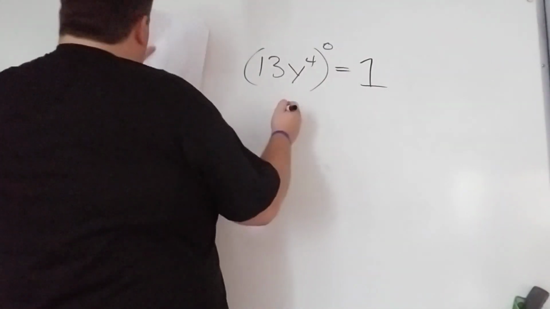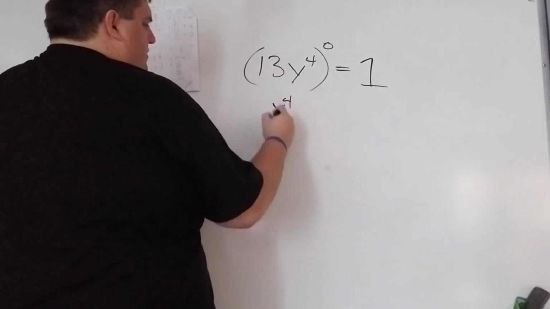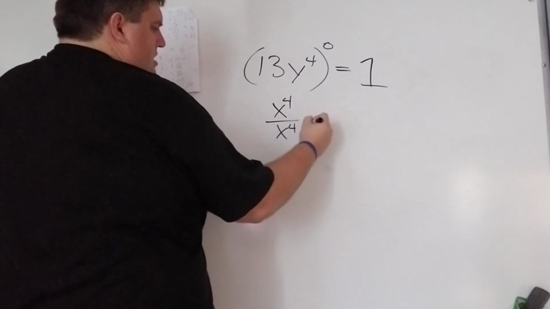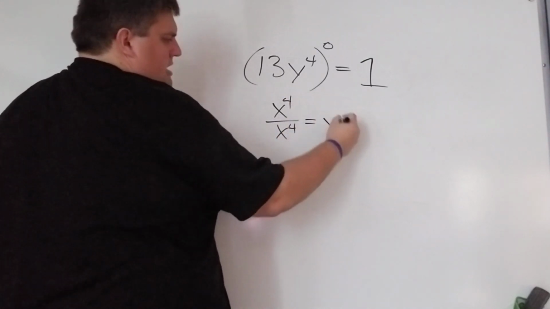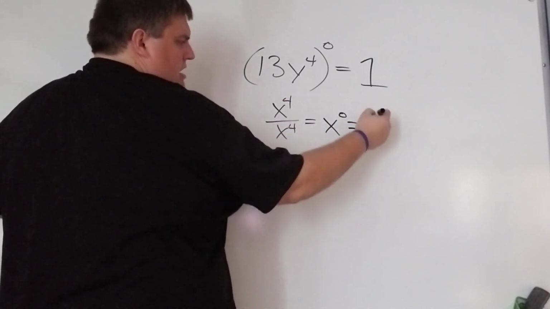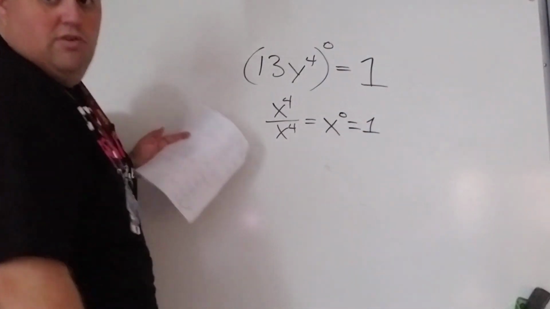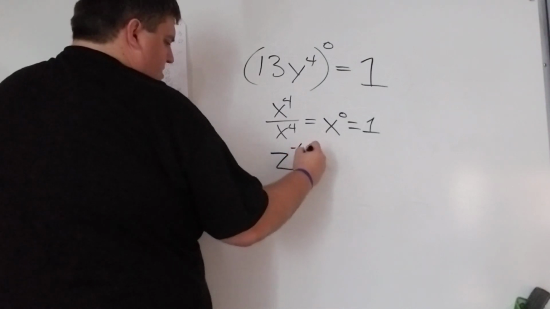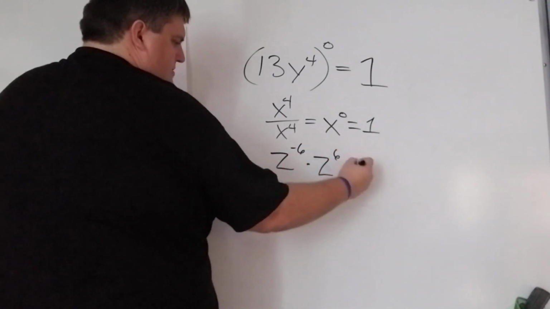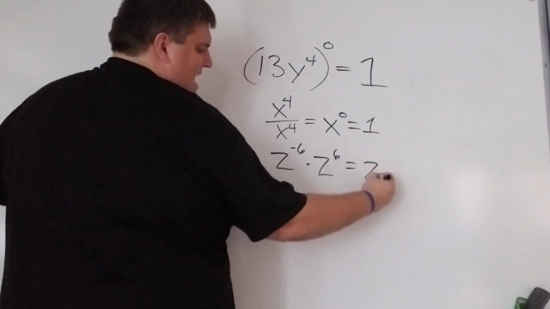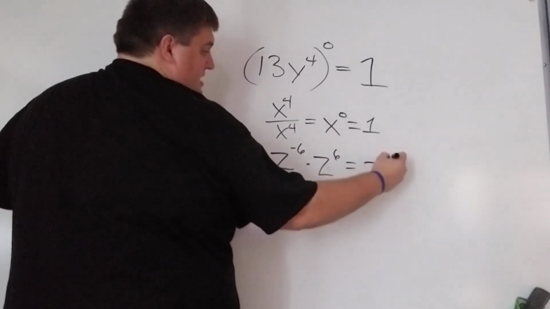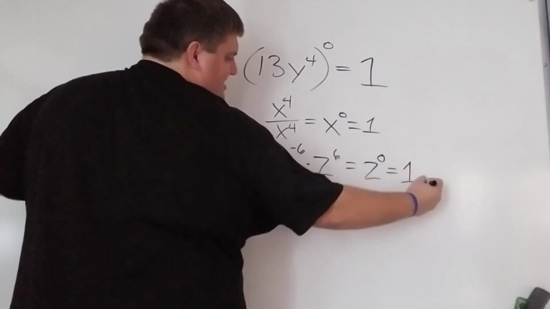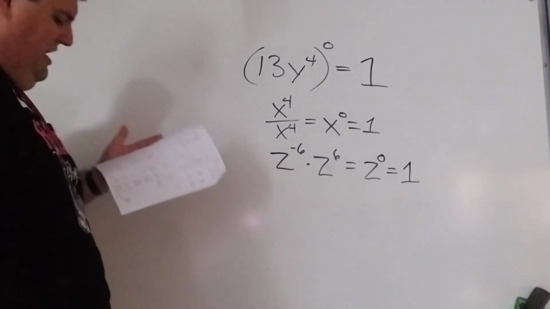So A is x to the fourth over x to the fourth. Subtract your exponents, keep the base, x to the 0, which is 1. So it's definitely going to be that one. B looks like this, negative 6 times z to the positive 6. We can keep the base, add the exponents. Negative 6 plus 6 is, again, 0. And anything to the 0 is still 1. So it's going to be B.